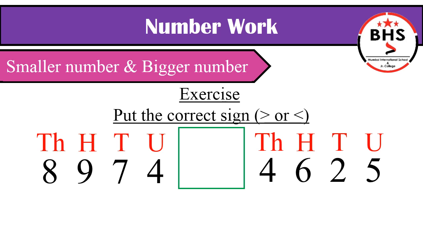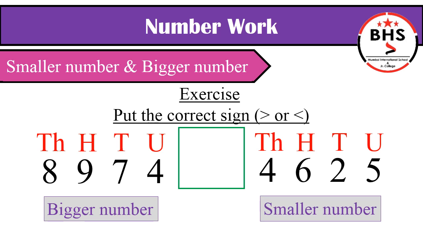So children, which is the bigger number? 8 or 4? Yes, 8. So it means 8,974 is the bigger number. And 4,625 is the smaller number. So we'll put greater than sign.